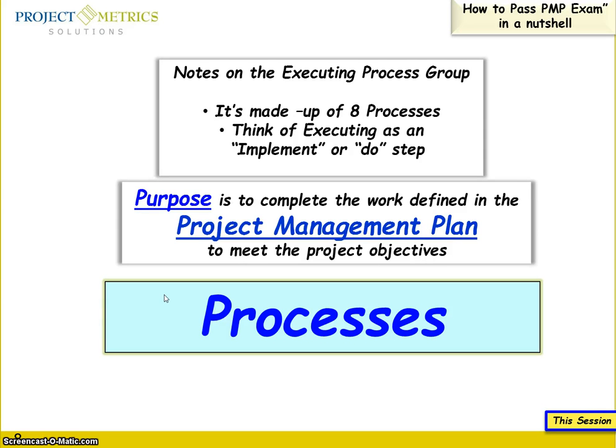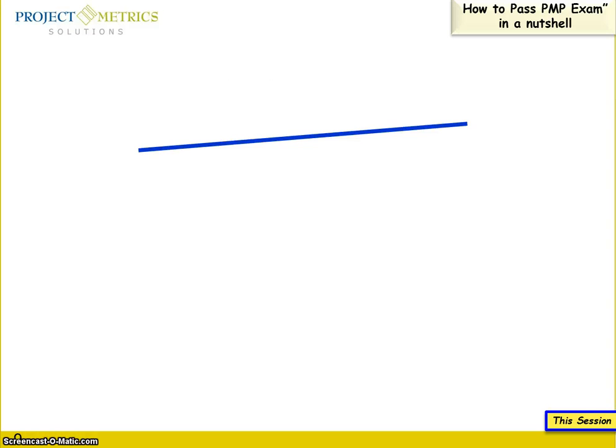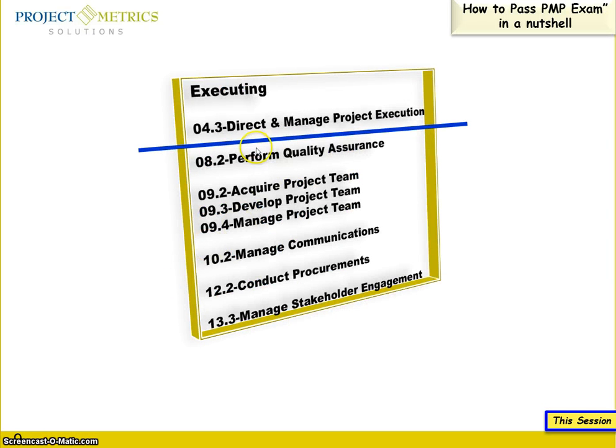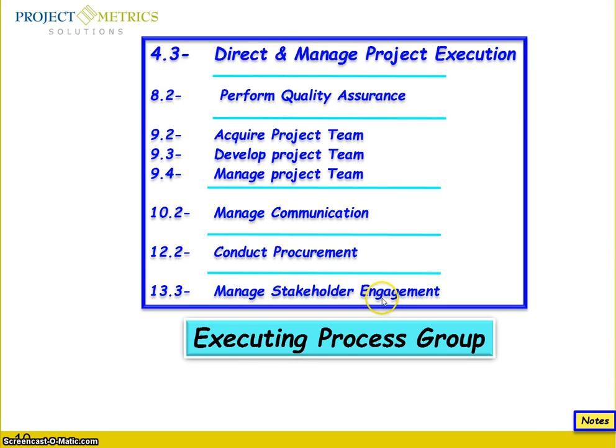Think of it as the implement or do step. The purpose is to complete the work defined in the project management plan to meet the project objective. What are the processes? They are 8, starting with direct and manage project execution, going up to manage stakeholders. As you can see, in the executing process group we are going to start with direct and manage project execution.